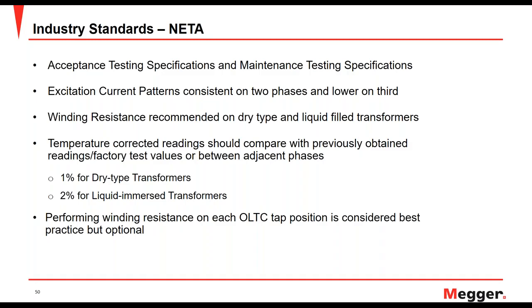Again, if you find yourself in situations where these acceptance criteria are not met, it's important to also perform complementary testing such as turns ratio and excitation to get a holistic view and to confirm whether there's an issue with the transformer winding. Now, as far as tap changers, it is recommended by NETA that the winding resistance be performed on each OLTC tap position. That's the best practice, but there can be situations where that testing is optional because the in-service tap position should not be changed. If that's the case, you can perform that at the in-service taps.